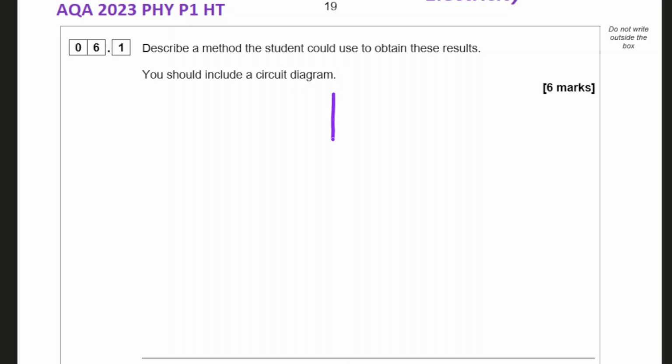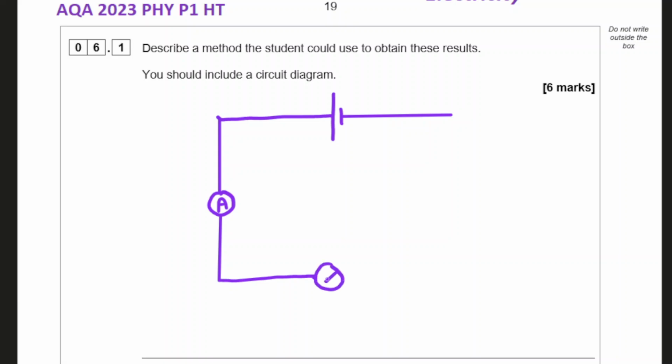So let's start with the power supply, which is going to be a cell, and to that we are going to connect an ammeter in series, and then to the ammeter we are going to connect a filament lamp or a bulb, and then we are going to have a variable resistor. Let's make sure that's connected now.